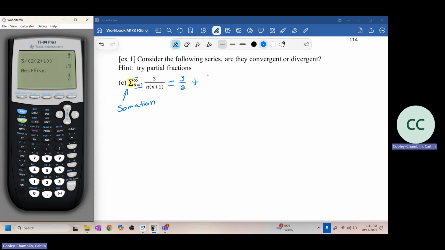And we get 1/2. And then I'm going to do it for 3. So 3 divided by 3 times 3 plus 1, 0.25, which is 1/4. So plus 1/4.